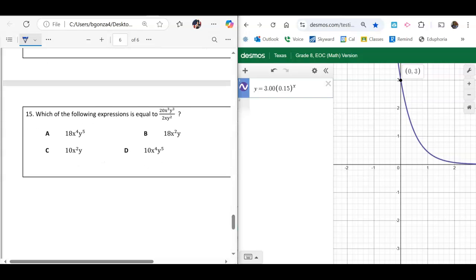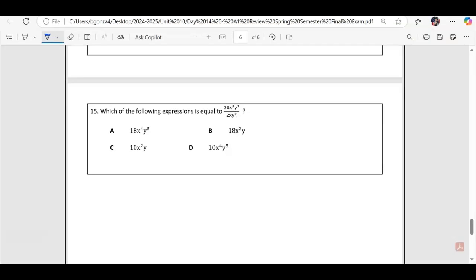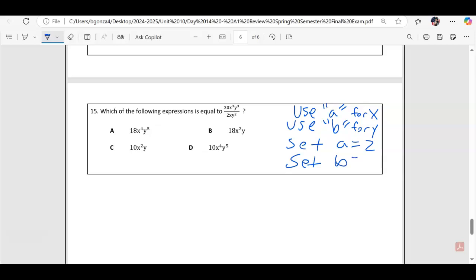All right, last but not least, okay, you can use A for X, you can use B for Y, set A equal to a number, start with 2, set B equal to a number, a different number like 3, and then you can compare the answers. All right. But I will show you the math of it.